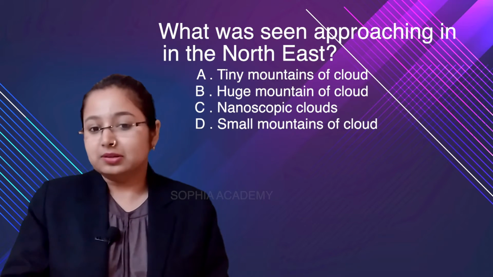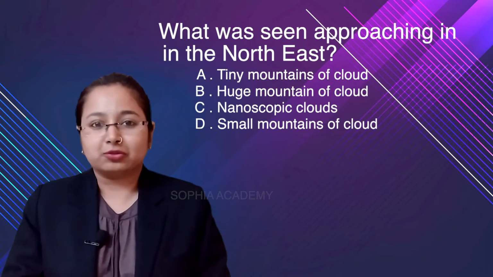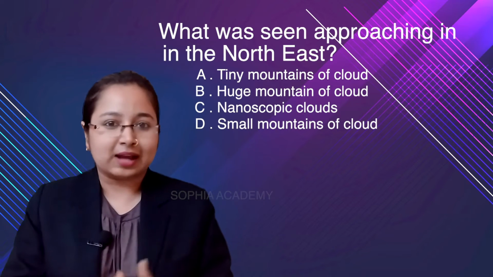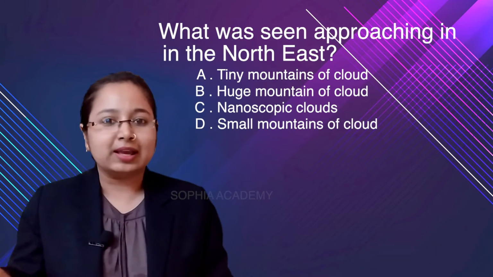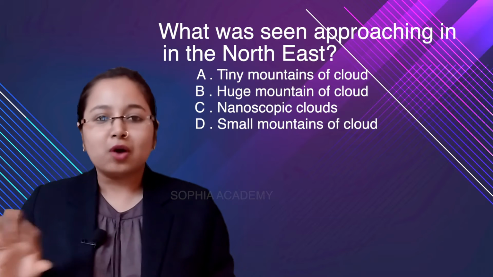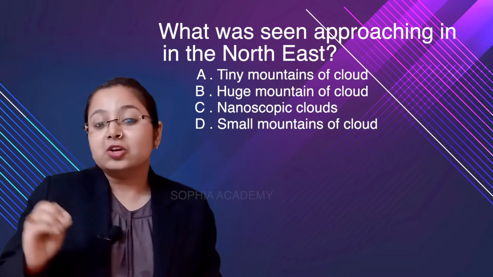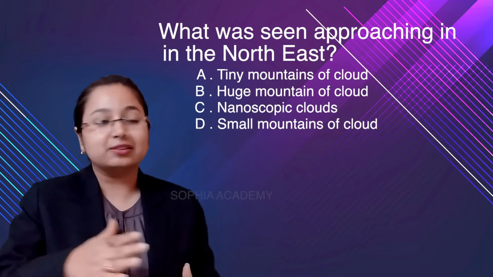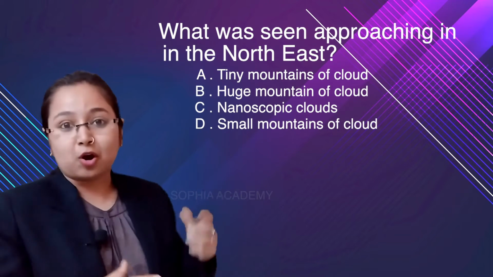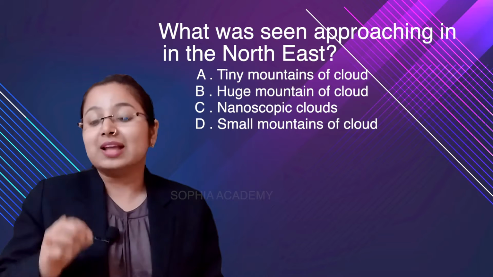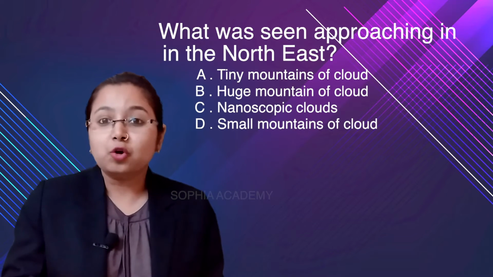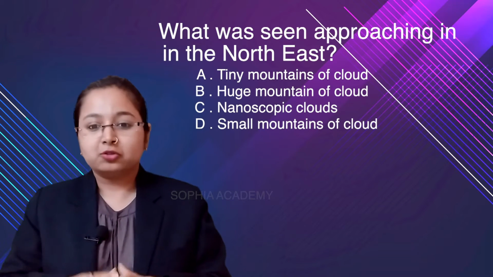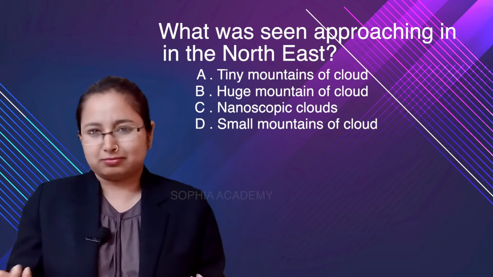Now the first option, tiny mountains of clouds. See, mountain cannot be tiny, so this option is already eliminated. We will eliminate this option. Option B, huge mountains of clouds. Yeah, this can be the answer. Now let's see the next option also. The next option is nanoscopic clouds. Nanoscopic means very small. So very small mountains of clouds, I don't think.